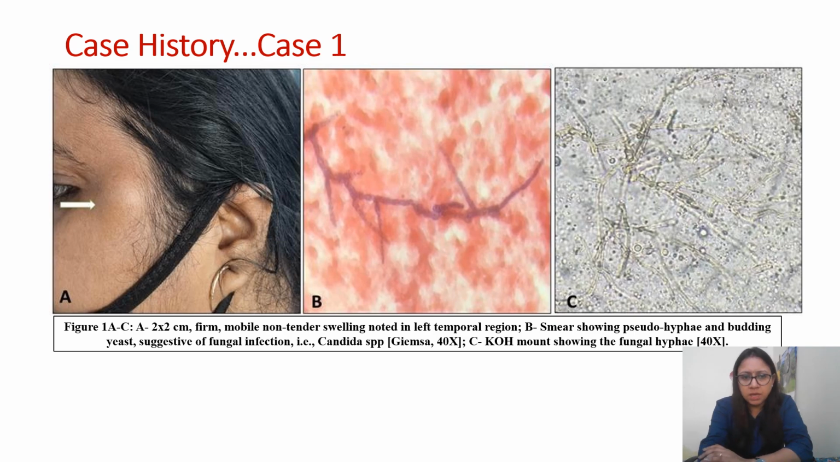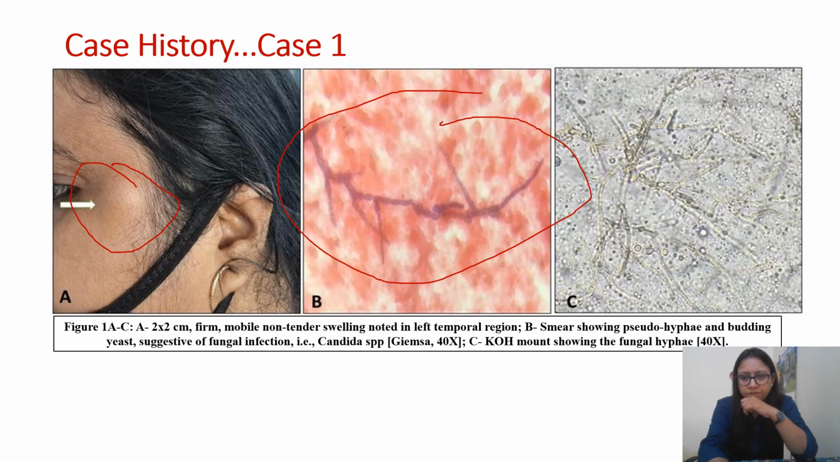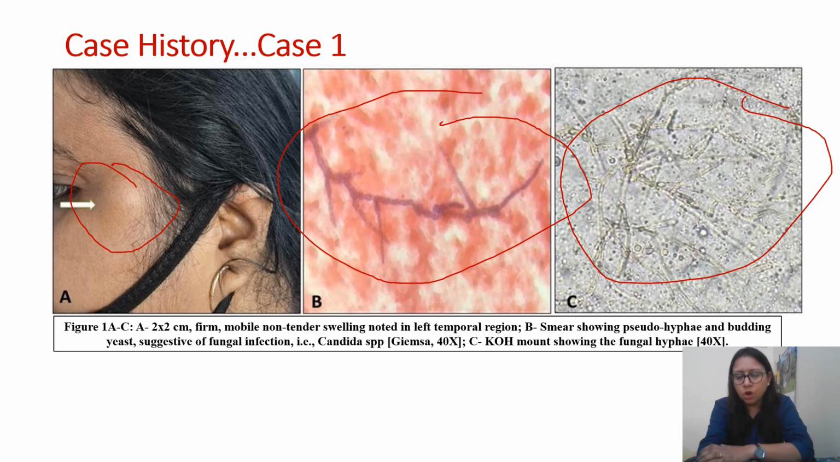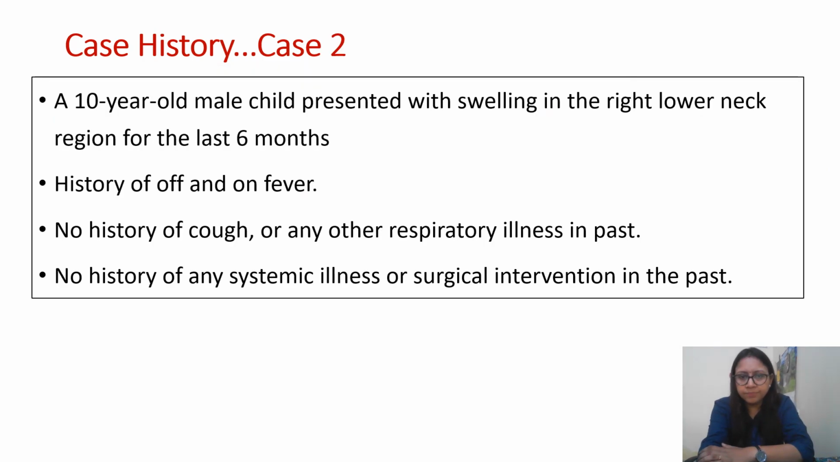So here you see, in the figure, this is the swelling which the patient had, in the left temporal region, and this is the Giemsa stain smear. Here you can see the pseudohyphae and budding forms of Candida infection. And here you can see the pseudohyphae, which we can see on KOH mount. Similarly, for case 2, the special stain images I'll show you in case 2.